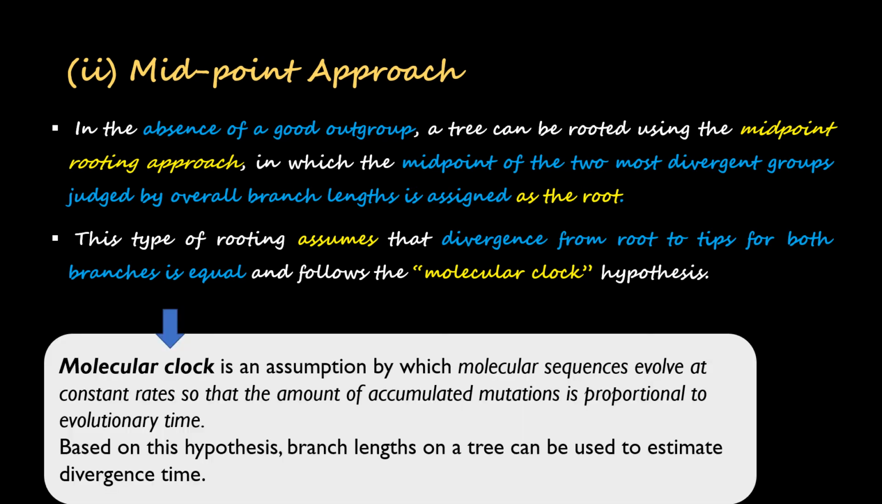Molecular clock is an assumption by which molecular sequences evolve at constant rates so that the amount of accumulated mutations is proportional to the evolutionary time. Based on this hypothesis, branch lengths on a tree can be used to estimate divergence time. So here we are using the midpoint as the node from which the branches are bifurcating.